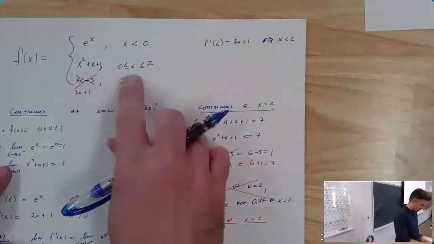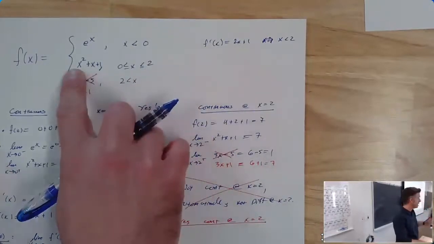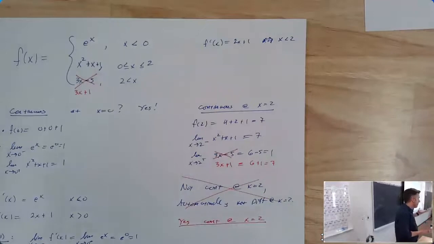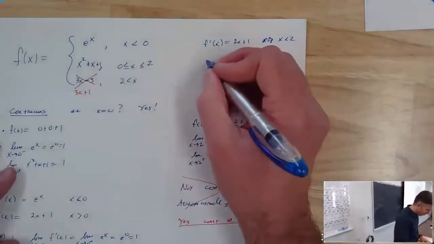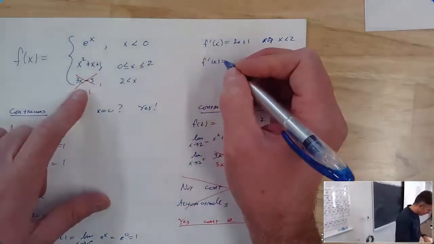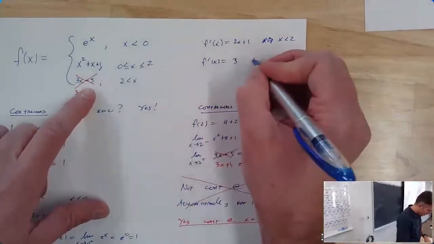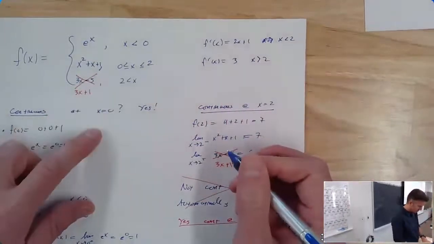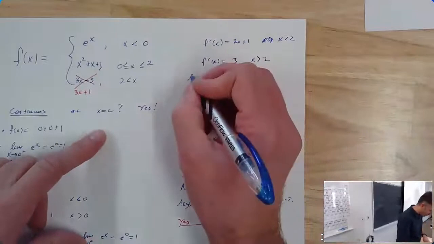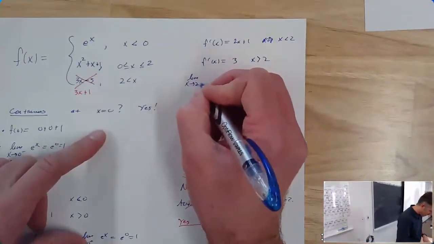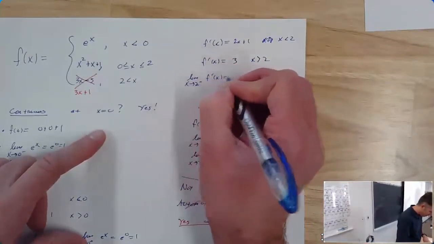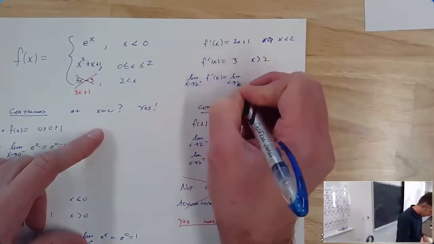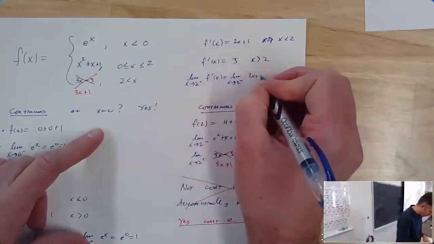So the derivative of this part, when x is less than 2, is just approaching 2 from the left. I'm really kind of thinking about that. And the derivative is equal to 3 when x is bigger than 2. So now if I approach 2 from the left, the limit as x approaches 2 from the left of the derivative is the limit as x approaches 2 from the left of 2x plus 1, which is 5.